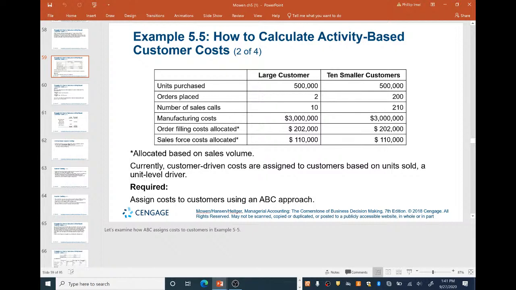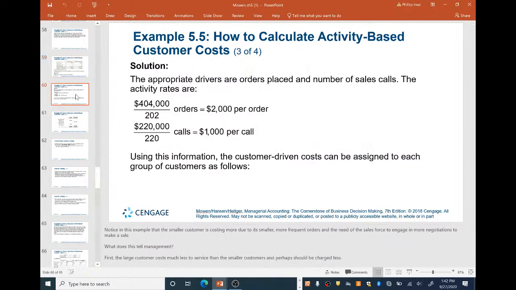This is because currently customer-driven costs are assigned to customers based on units sold. Therefore, that is going to be our unit level driver. Units sold, or in this case units purchased, was our unit level driver to allocate the order filling and the sales force costs between the large customer and the 10 smaller customers. With this data given, what they want us to do is assign costs to customers using an ABC approach, the activity-based approach.